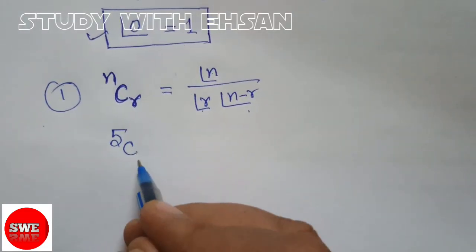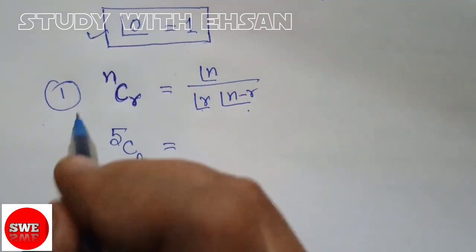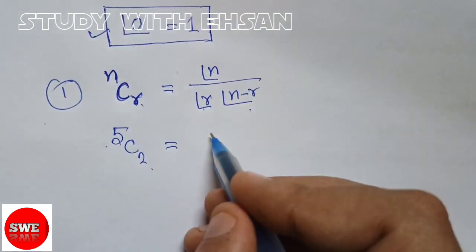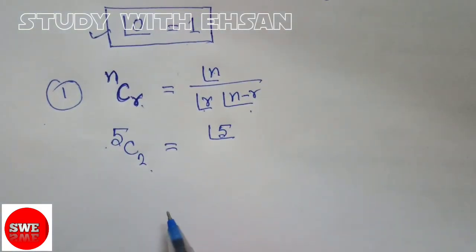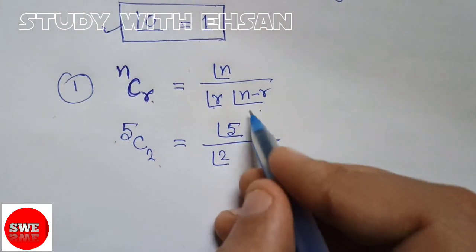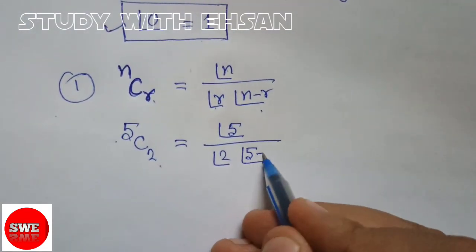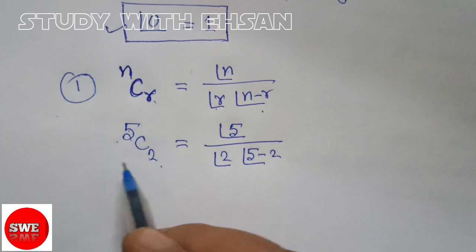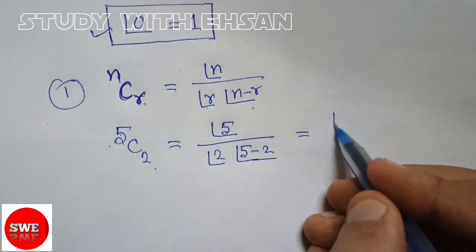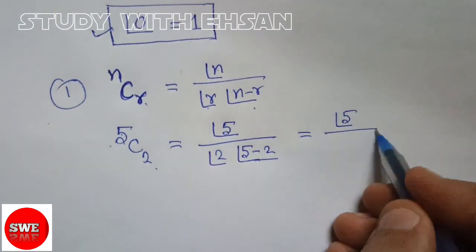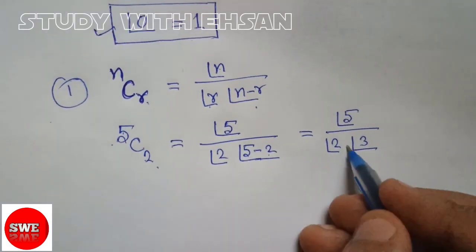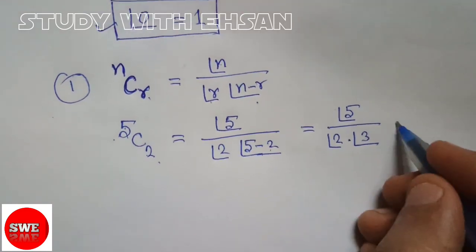For example, you have to find the value of 5C2. Then what will be in the place of n? Here it is 5. In the place of r, it is here 2. Then factorial n, that is factorial 5. Compare these two formulas. And factorial r, what is r? It is 2 here. And what is n minus r? That is factorial 5 minus 2. n is 5, r is 2. Now, what will this value be? See here, factorial 5 as it is, upon factorial 2 and factorial 5 minus 2, it is 3. And if there is no sign, there is multiplication.